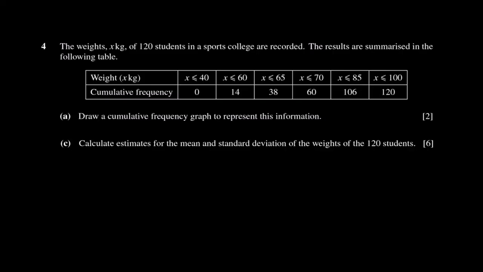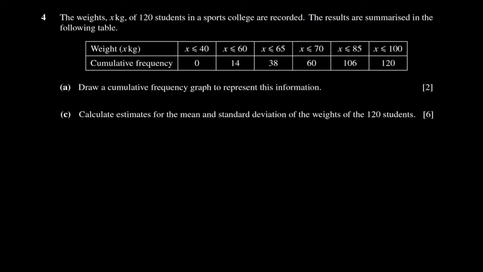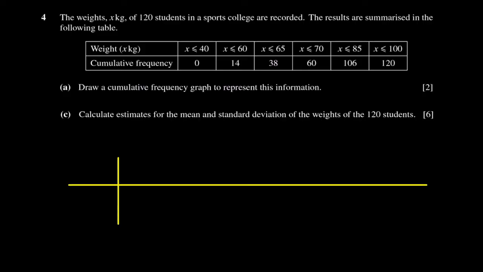Okay, for part C, you want to calculate estimates for the mean and the standard deviation. Well, if we're going to calculate an estimate, basically what we need to do is take each of these groups and divide it up and find the frequency that's in that group. So I'm going to draw out a new table. And if I draw out a new table, then what I need to have is the midpoint, firstly, of each category. So midpoint.